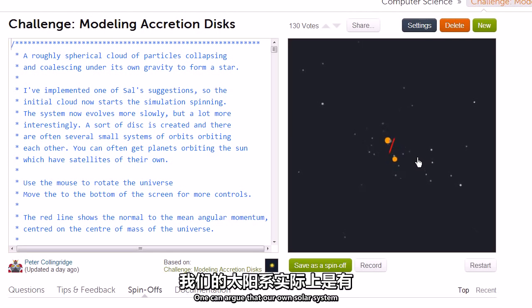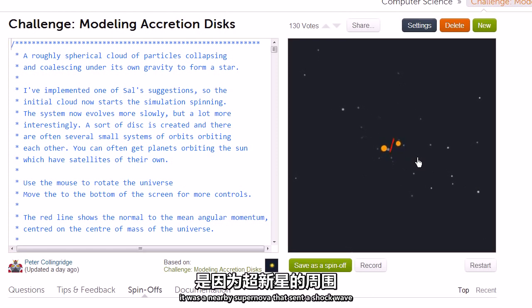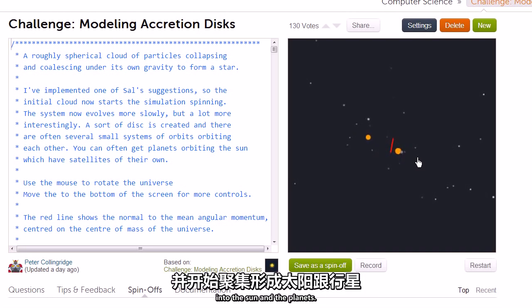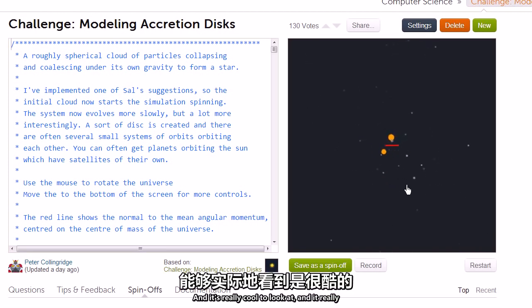One can argue that our own solar system did have some net initial angular momentum because the current theory is that what really catalyzed it was a nearby supernova that sent a shock wave and allowed the dust that would form our solar system to reach a critical mass and start to condense into the sun and the planets. And so this isn't, at least in my mind, too unrealistic of a scenario, and it's really cool to look at, and it really gives you a sense of things.